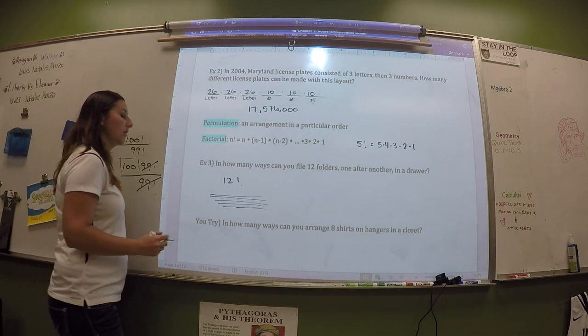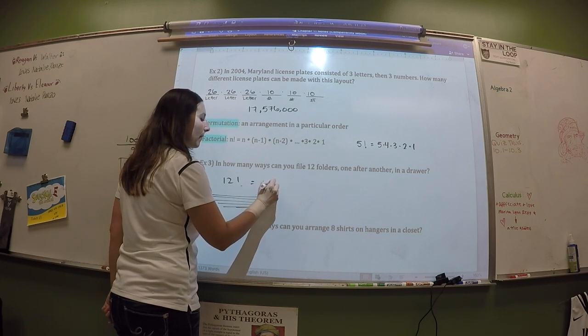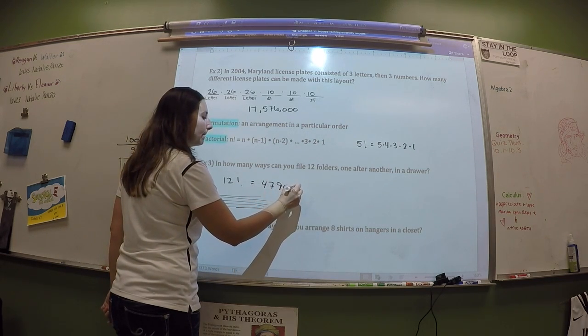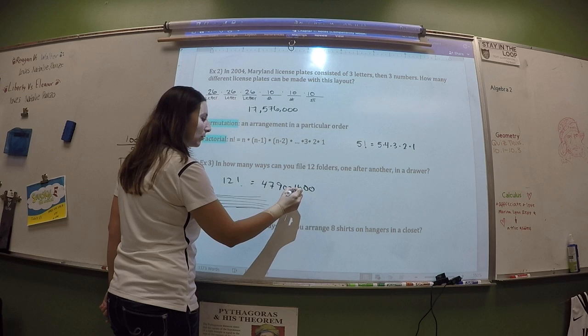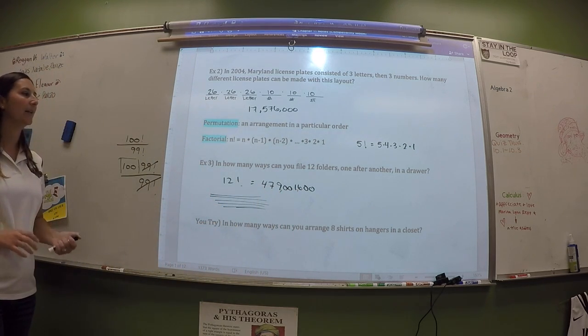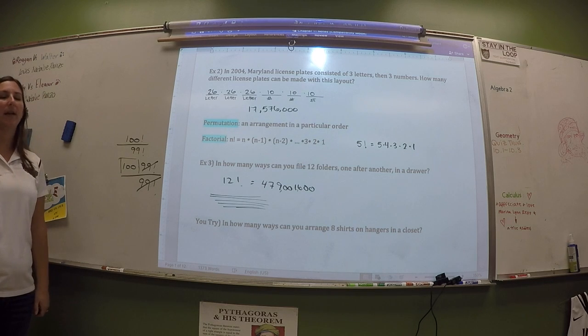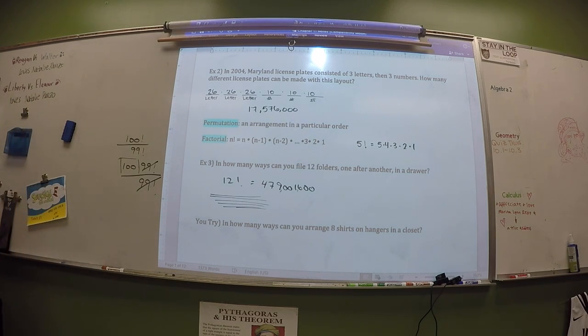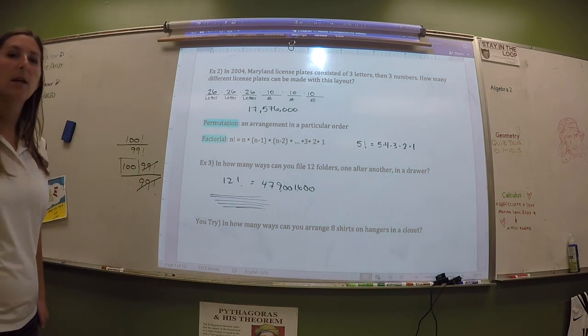Do you want me to tell you? Sure. 479001600. It's a large number, but I think it's fine. Do we even have to multiply by the 1 at the end? Not really. But your calculator is right here, so everyone take a second and try it.